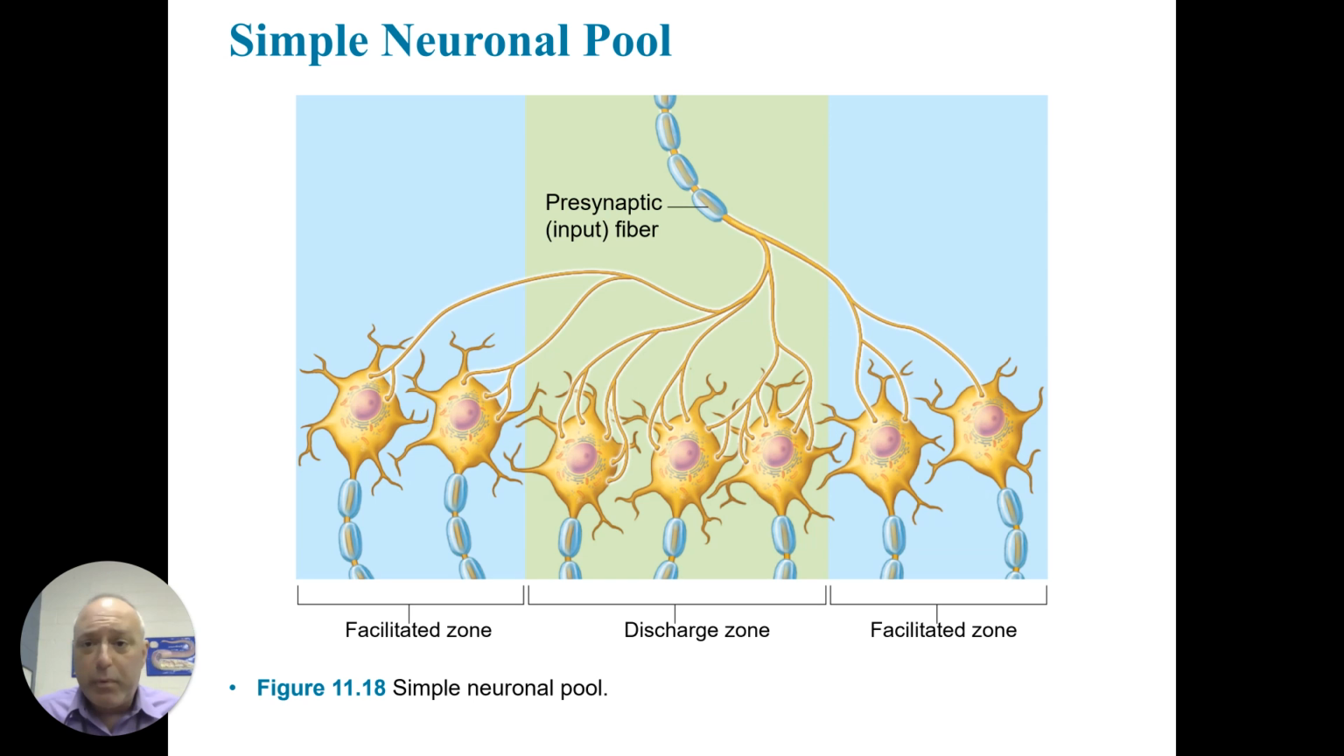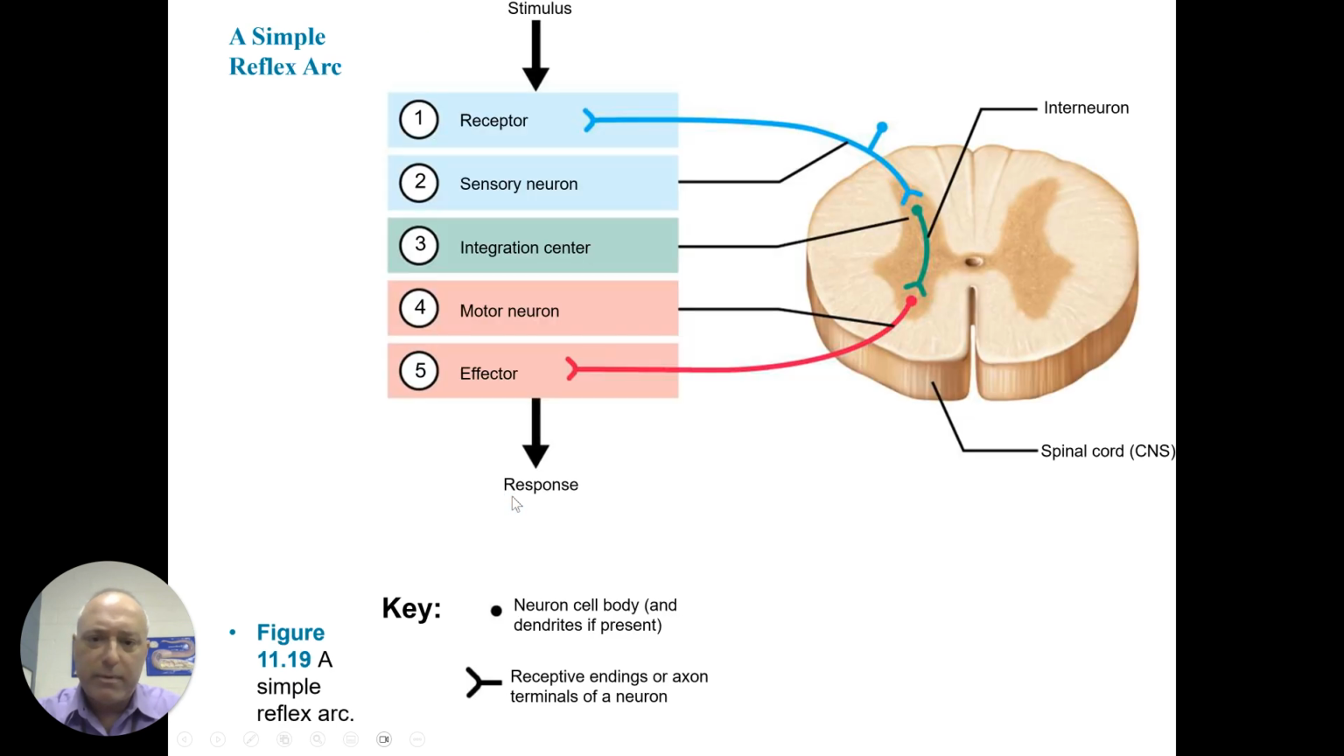So neurons are pooled to create responses. And there are different zones of activation: a facilitated zone, a discharge zone, and then back to our facilitated zone. This is a simple neuronal pool.